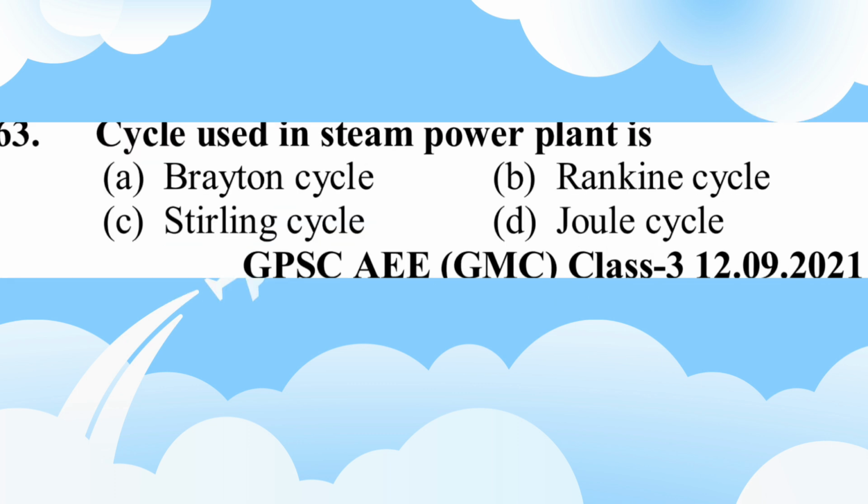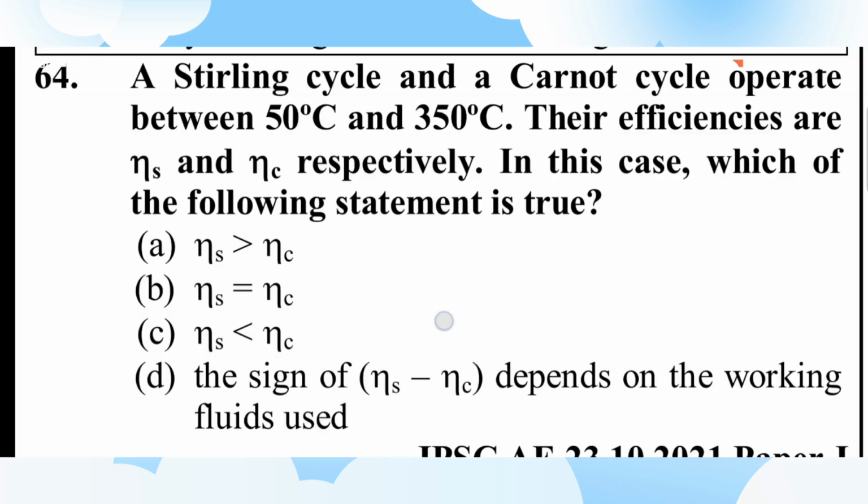Friends, question number 63. The cycle used in the steam power plant is: A. Brayton cycle, B. Rankine cycle, C. Stirling cycle, D. Joule cycle. Steam power plants operate on the Rankine cycle. Repeated question.